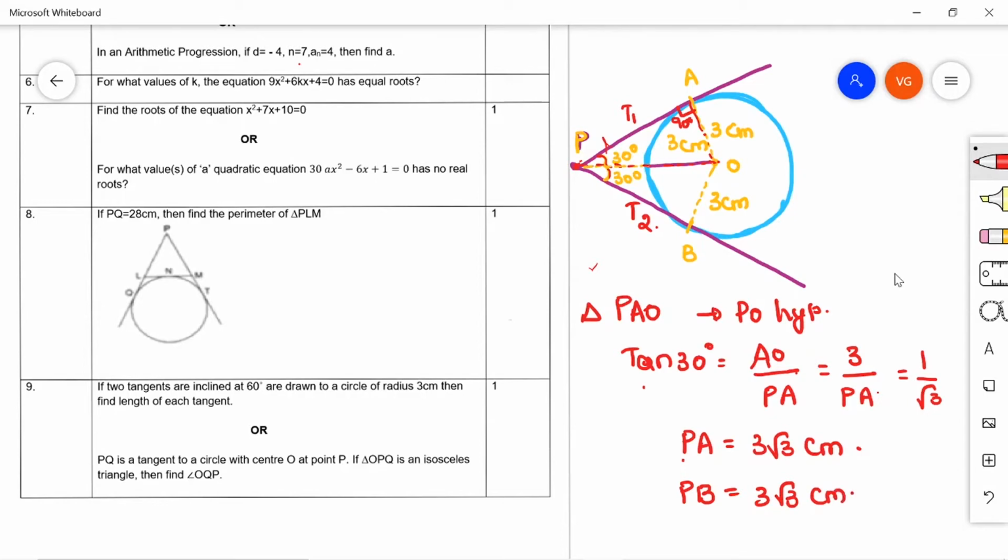Coming to the marking scheme here. For drawing the picture, you will get one half mark. Then finding out the answer, the length of the tangent, you will get another half mark.